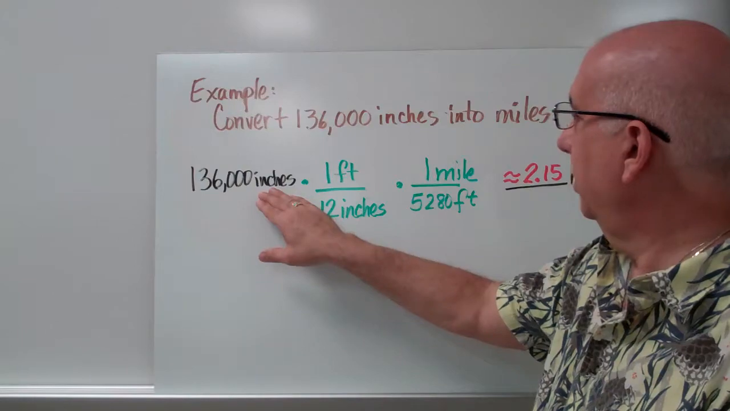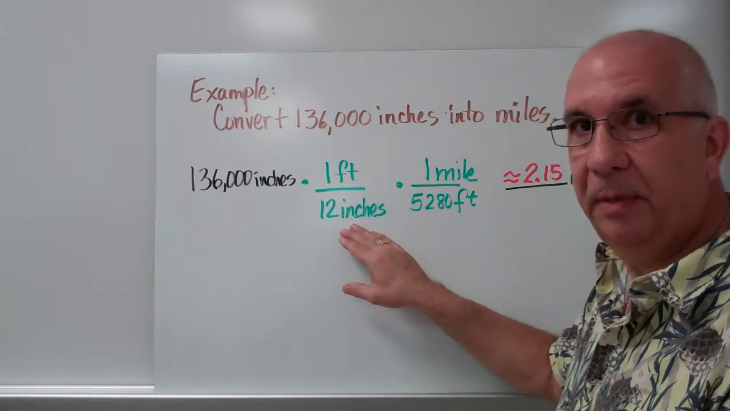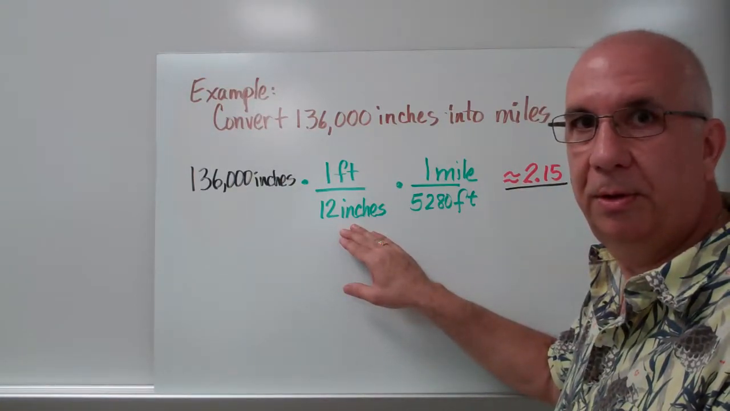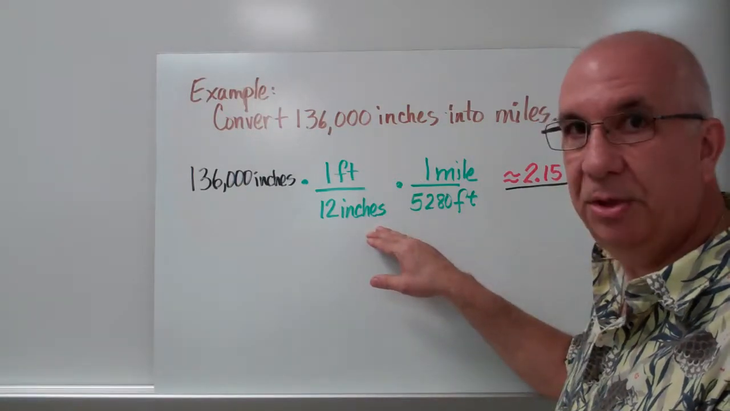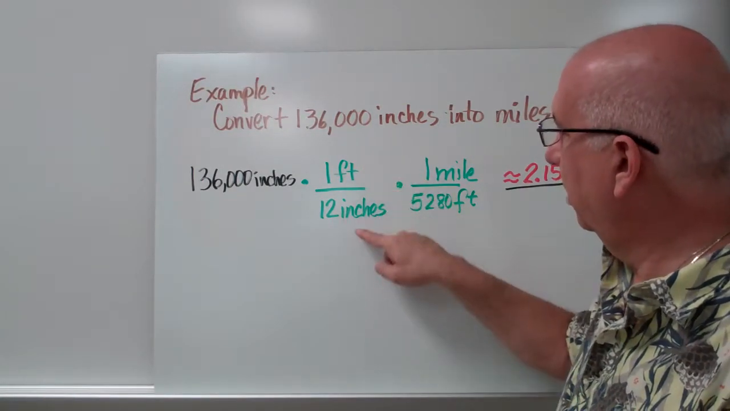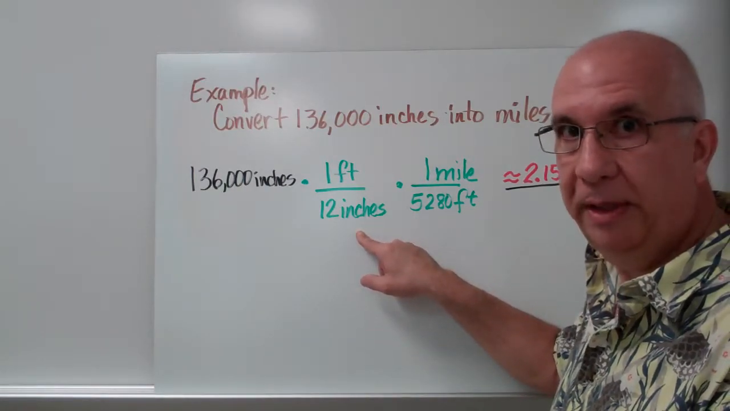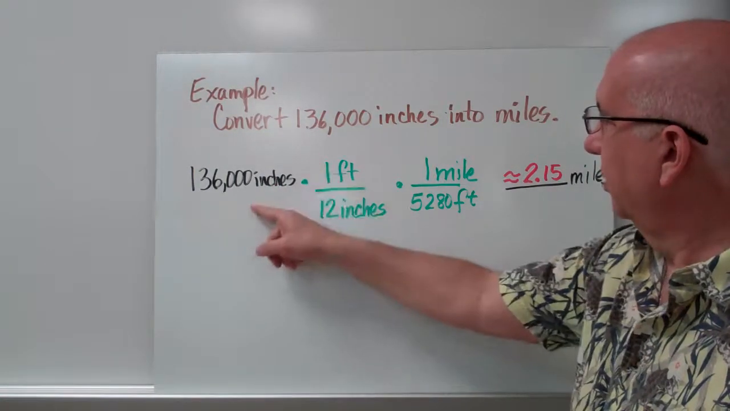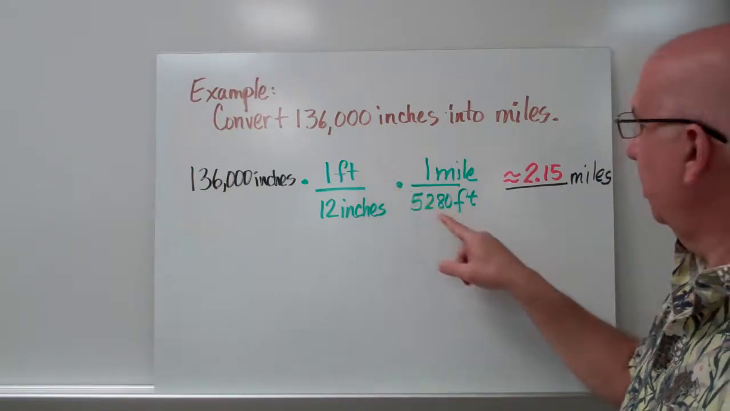We start with inches. So if inches is on the top here, it has to be on the bottom here. What's equivalent in inches to the next larger measure? Well, feet is the next thing above inches. And in 1 foot, there are 12 inches. So we're multiplying by 1 here. Inches cancel.